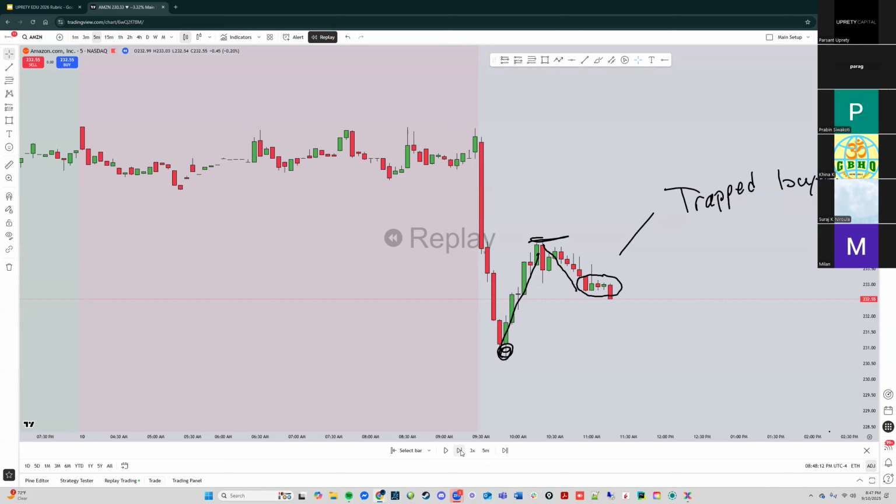Whenever this happens, guess what? These people that bought up here, and these people that bought right there when it was flat, what do you think they are looking to do? They have two options once again. They can either add more or they can sell. If they sell, it's going to help us. If they add more and this keeps coming down, it's going to benefit us.